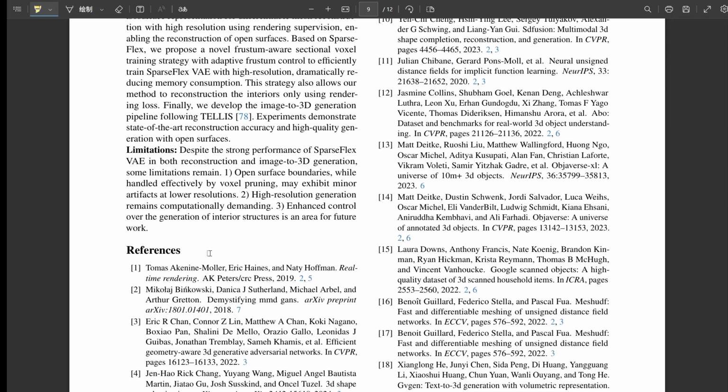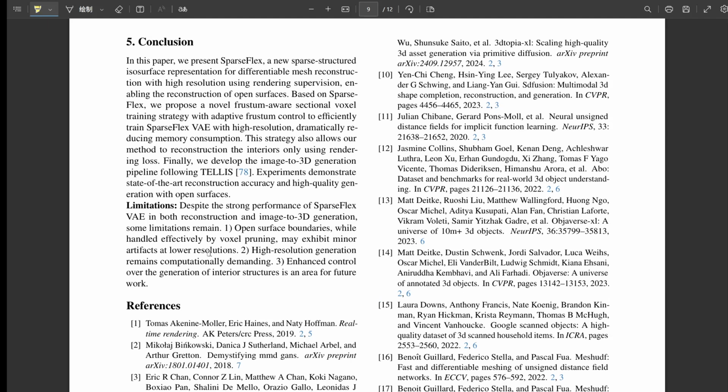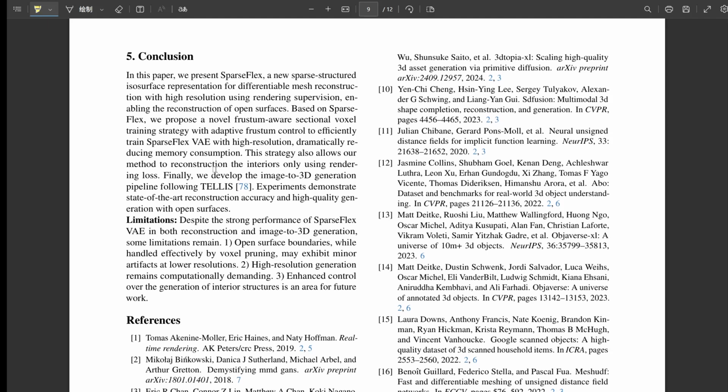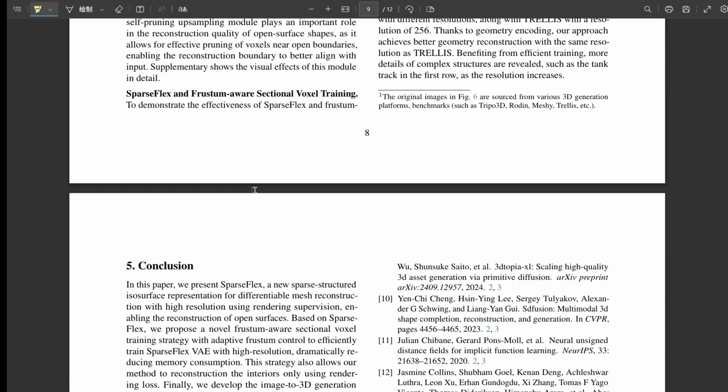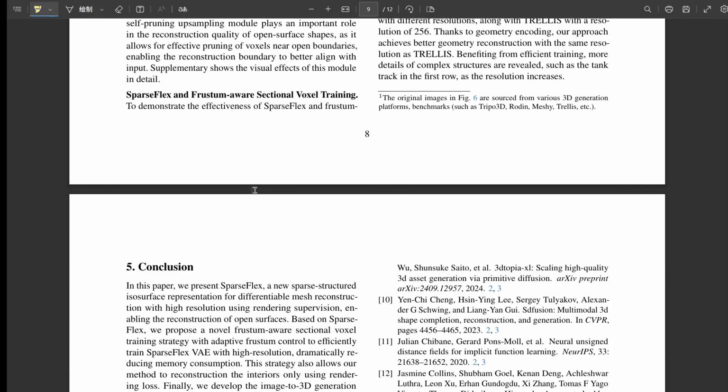And they don't stop at just reconstruction. They also show how this trained SparseFlex VAE can be used as a powerful building block for generating 3D models directly from 2D images. Oh, okay. That moves towards really practical uses. How does that image to 3D generation work?